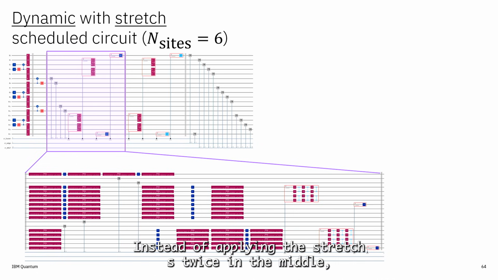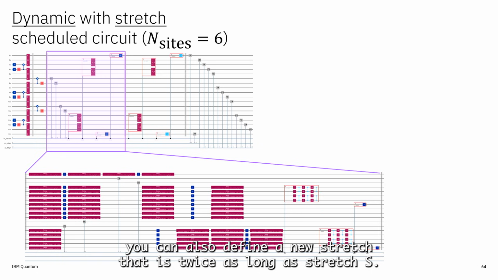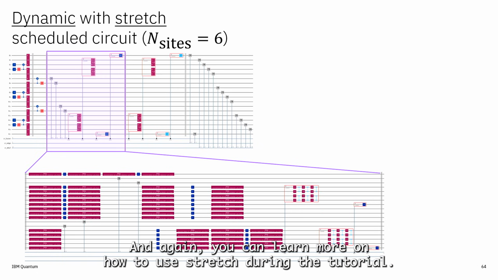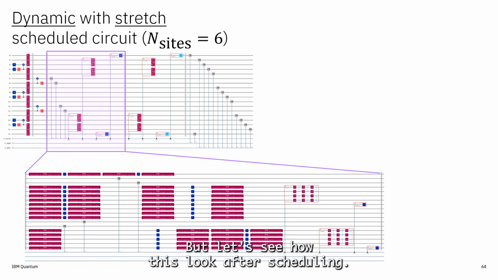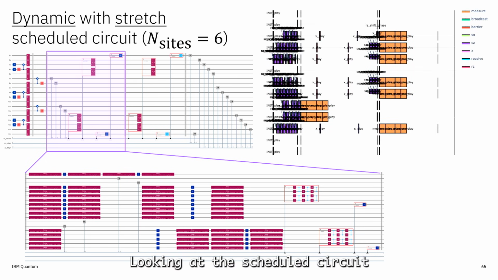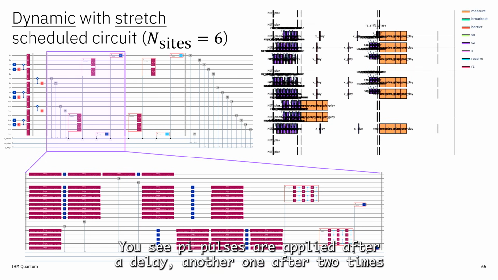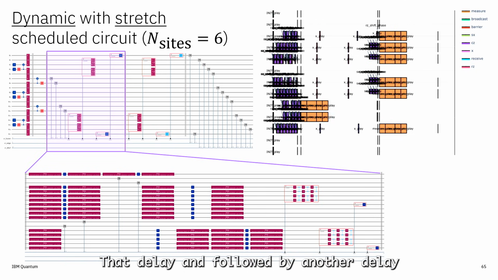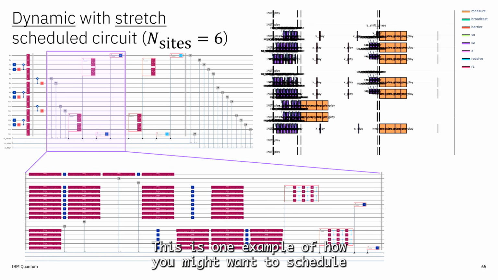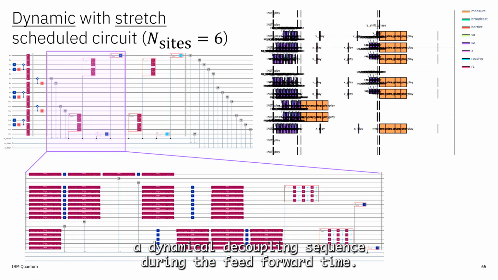Instead of applying the stretch S twice in the middle, you can also define a new stretch that is twice as long as stretch S. And again, you can learn more on how to use stretch during the tutorial, but let's see how this looks after scheduling. Looking at the scheduled circuit, you see pi pulses are applied after a delay, another one after 2 times that delay, followed by another delay before the conditional swaps are applied. This is one example of how you might want to schedule a dynamical decoupling sequence during the feed-forward time.